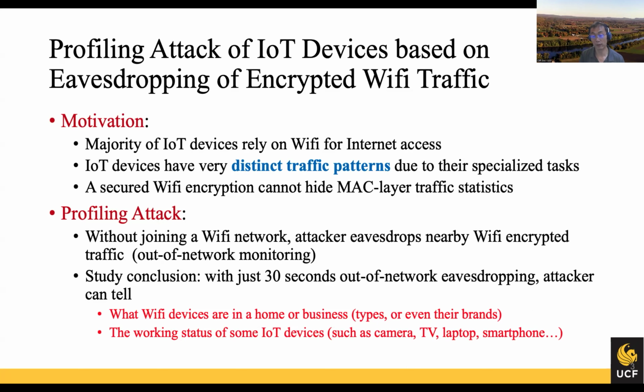Whether you have a smart TV, a Wi-Fi security camera, or a Wi-Fi baby monitor, which is very popular. In addition, they can understand whether they are working or not, and even the brand of the IoT device, just based on this. We call it out-of-network eavesdropping, because the attacker doesn't need to join your Wi-Fi network. They're just monitoring the encrypted Wi-Fi traffic and they can figure this out. Our experiment showed that with just 30 seconds of monitoring, we can figure out all this information in a Wi-Fi area.